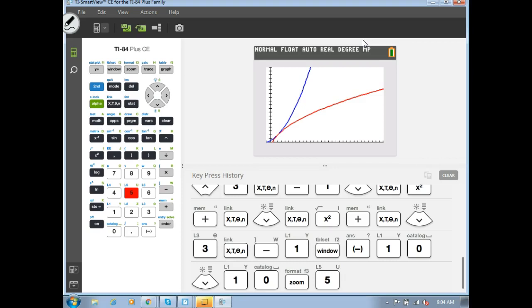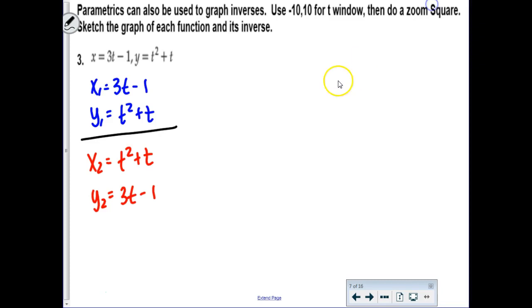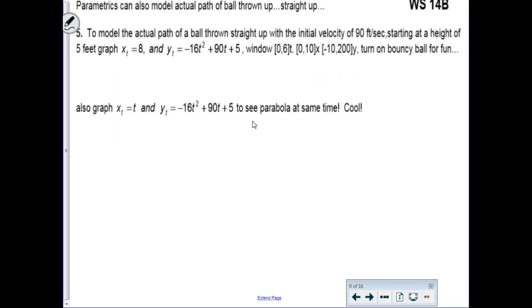All right, to the back. There are some interesting applications on this part of the notes. So to model a ball that was thrown straight up into the air with an initial velocity of 90 feet per second. Not working. All right, so back to this one. We are throwing a ball straight up with an initial velocity of 90 feet per second, starting at a height of 5 feet.